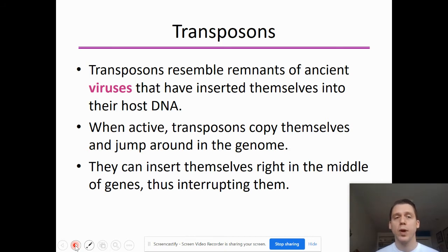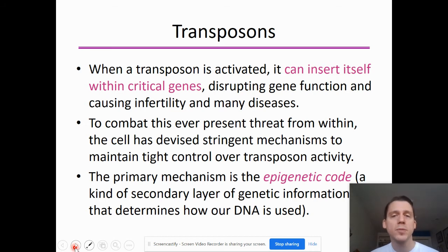Transposons resemble remnants of ancient viruses, which gives us a hint as to where they may have come from. It could be remnants of viruses that have inserted themselves into their host DNA. When active, transposons copy themselves and then jump around, inserting themselves somewhere else in the genome. In fact, they can insert themselves right in the middle of a gene, therefore interrupting and destroying the gene. When a transposon is activated, it can insert itself within a critical gene, which can cause serious problems. It can cause infertility. It can cause a genetic disease, right? We don't want our genes interrupted.